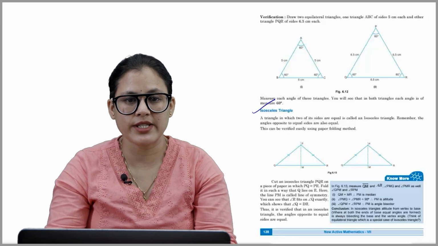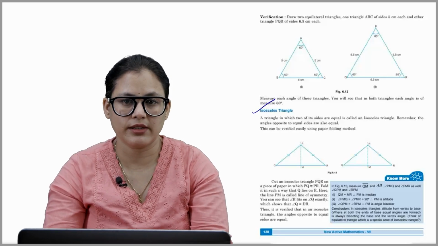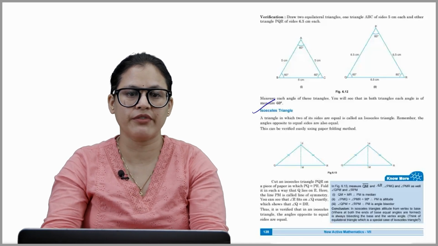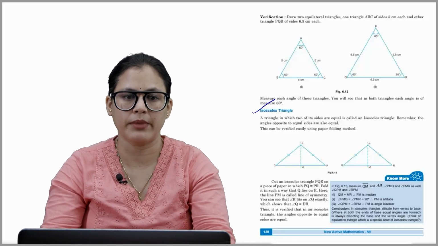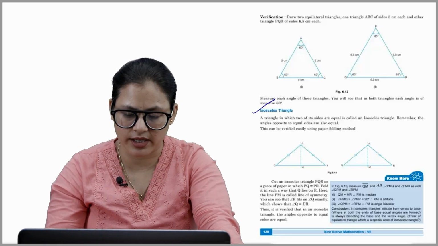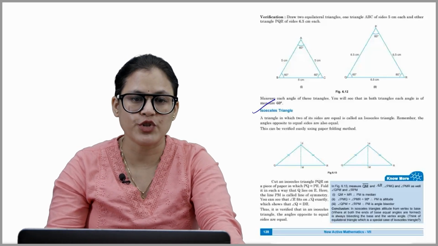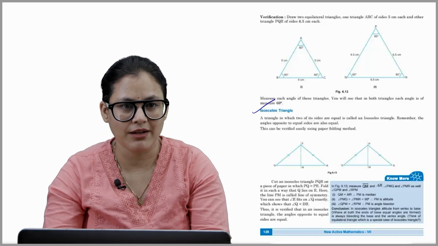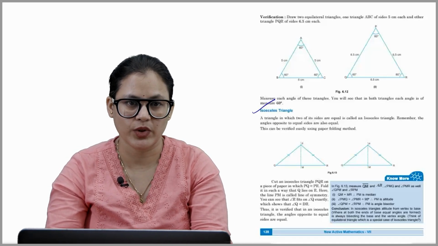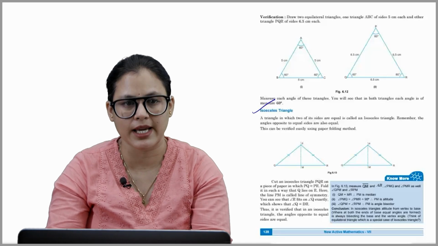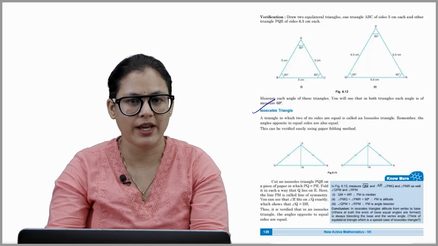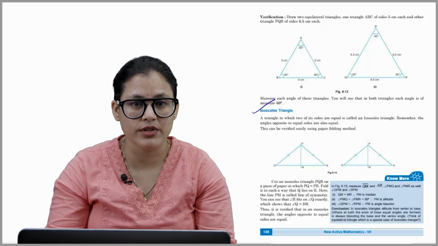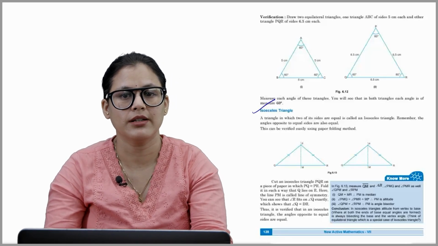A triangle in which 2 of its sides are equal is called an isosceles triangle. Remember, the angles opposite to equal sides are also equal. This can be verified easily using the paper folding method. Cut an isosceles triangle PQR on a piece of paper in which PQ is equal to PR. Fold it in such a way that Q lies on R. Here the line PM is called the line of symmetry. You can see that angle R fits on angle Q exactly, which shows that angle Q is equal to angle R. Thus, it is verified that in an isosceles triangle, the angles opposite to equal sides are equal.